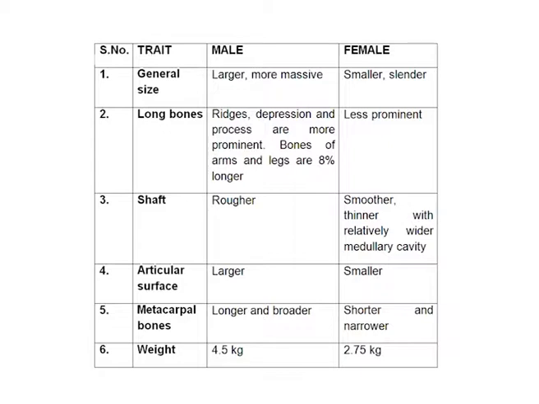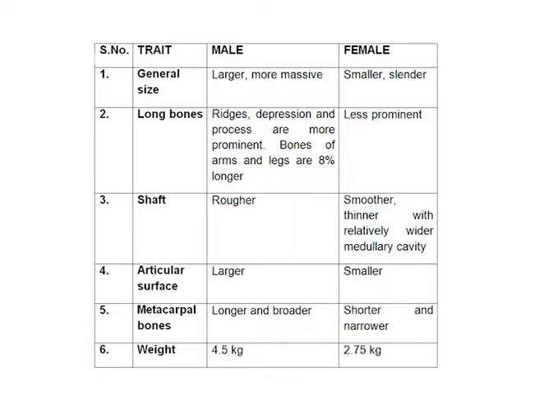If we talk about the shaft of the bones, they are more rough in case of males, whereas in case of females they are smoother, thinner with relatively wider medullary cavity. If you just observe the articular surfaces of various bones, in case of males they will be larger, whereas in case of females they will be smaller.